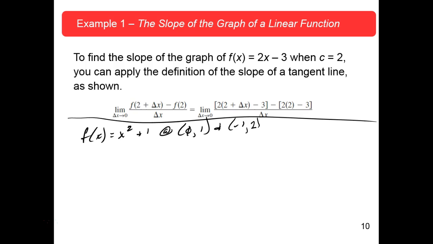Okay. Now, cynic that I am, I don't want to take your word for this. Is the point 0, 1 really on that curve? What happens if you plug in a 0 for the x? What's your y? 1, right? When you put 0 in for x, the y value is 1. Yeah, that one works. How about this one? When I plug a negative 1 in for x, what does that give you? 2. Yeah, so that one works too. So both of those points are on the curve.